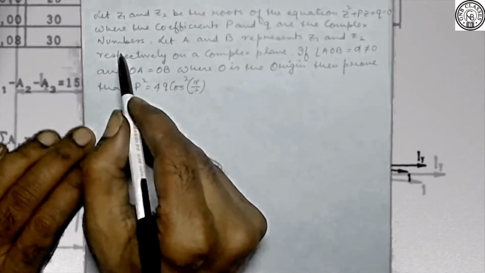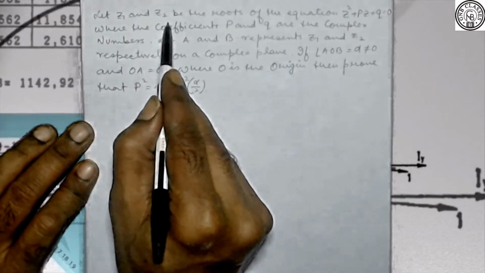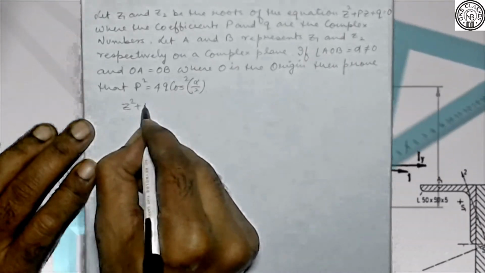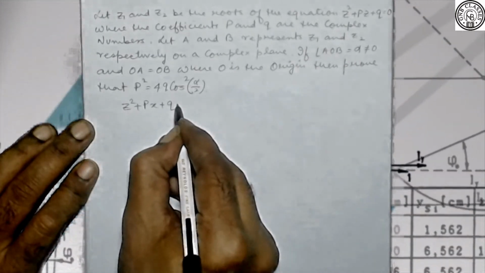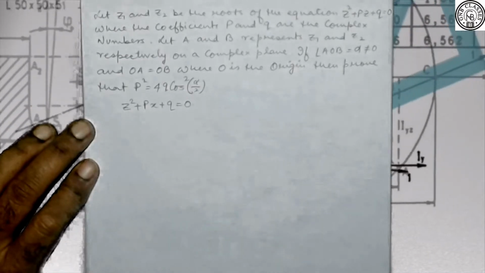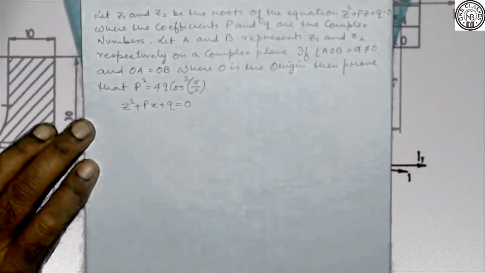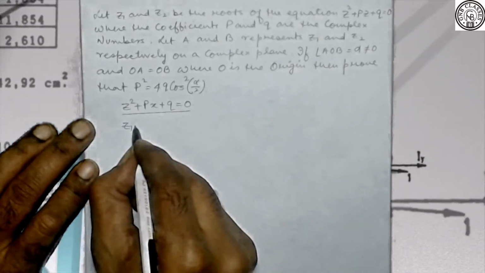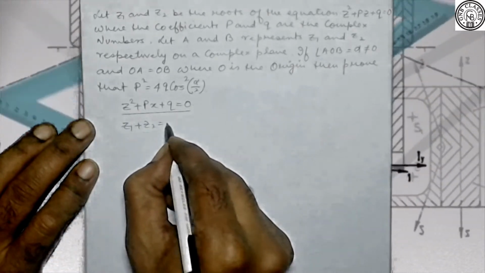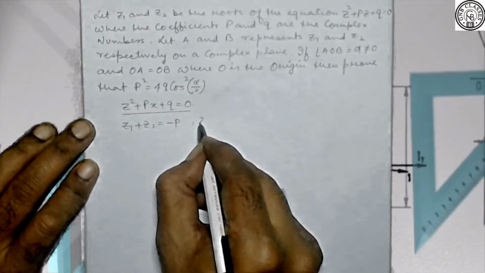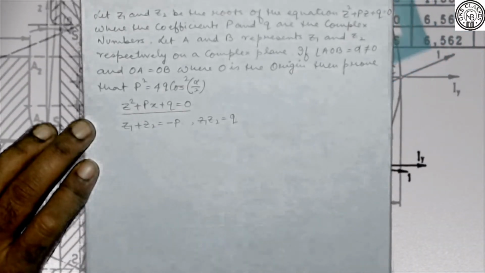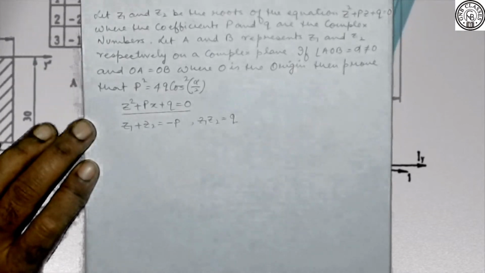Say this question. Let Z1 and Z2 be the 2 roots of the equation Z square plus Pz plus Q equals 0, where P and Q are complex numbers. Since Z1 and Z2 are the 2 roots of this equation, we can write Z1 plus Z2 is minus P and Z1 Z2 is Q. The sum of 2 roots and the product of two roots.